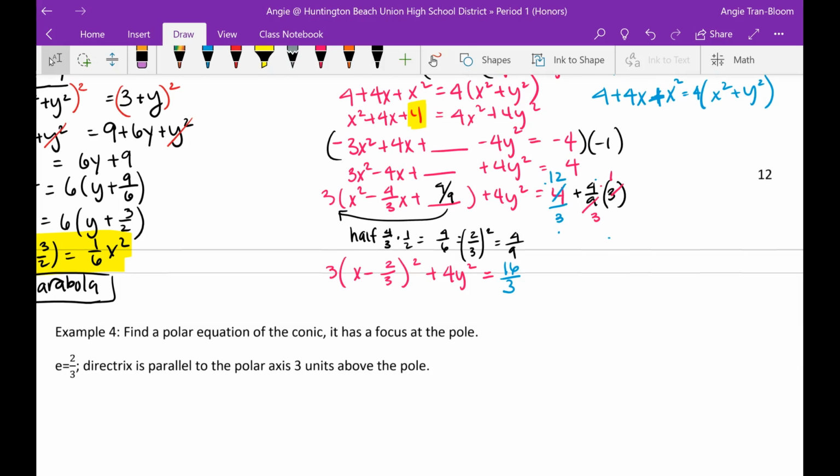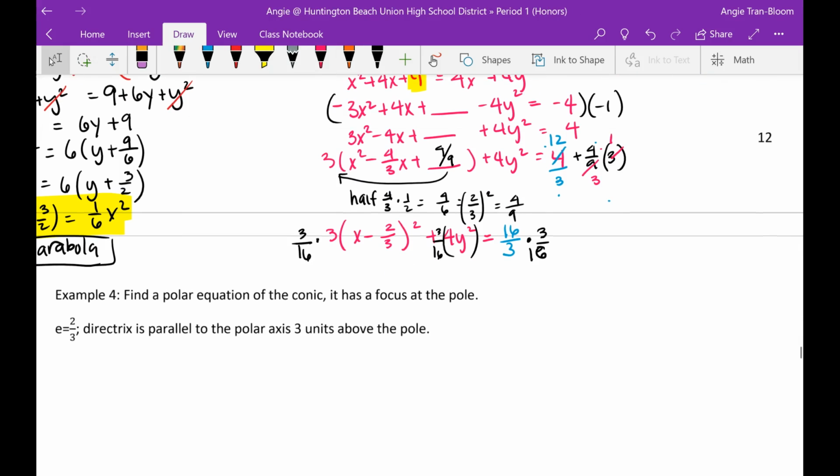So now I need to make sure this equals 1. Okay, so what does that mean? That means I need to divide each and every term by 16 over 3. But dividing by 16 over 3 is the same thing as multiplying by its reciprocal, which is 3 over 16. Okay, so multiply by 3 over 16.